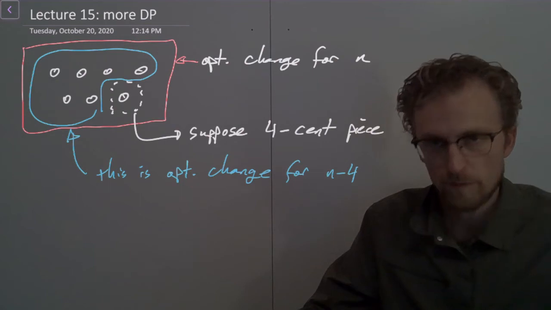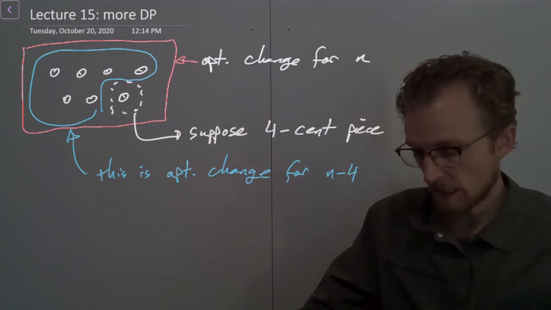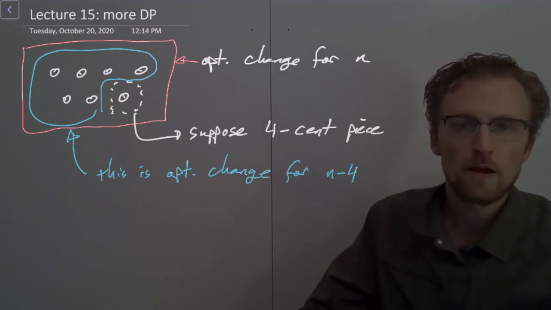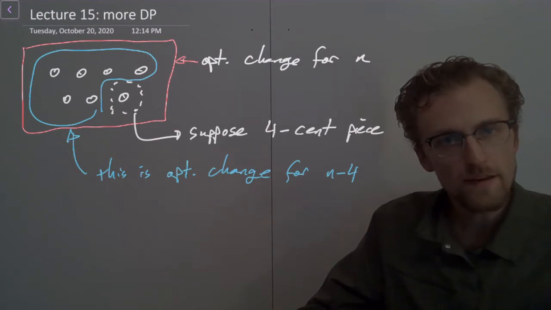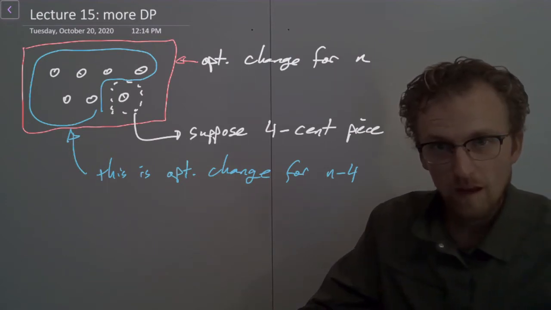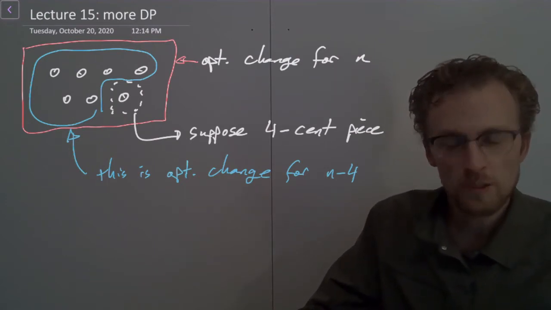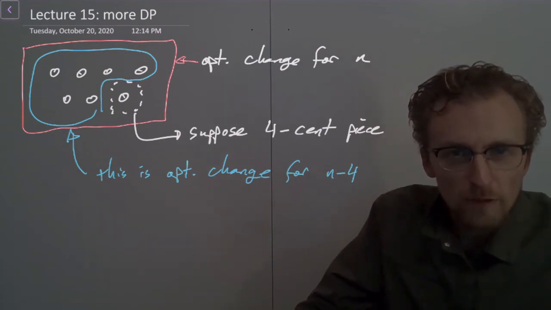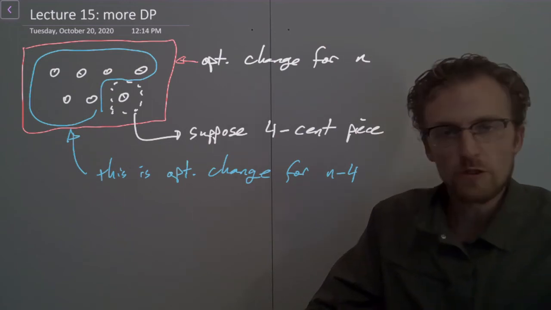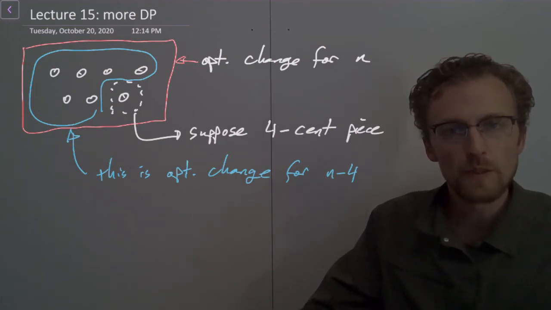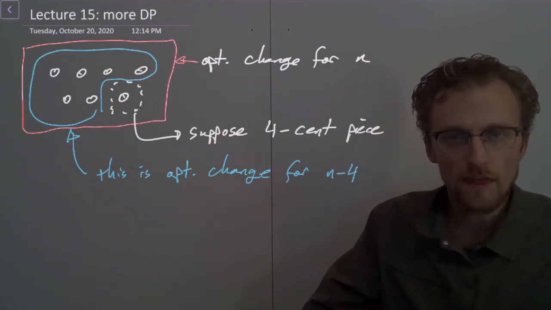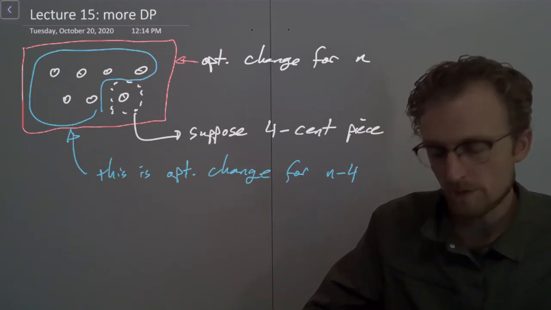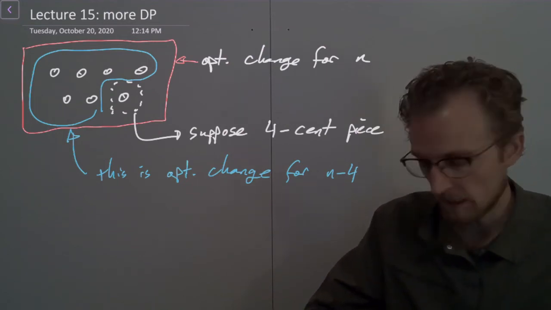Okay. Because I know that it's optimal change, and I know that if I remove any coin from it, what's left has to be optimal change for something, and in particular, it's optimal change for n, what I started with, minus the value of the coin that I removed. Okay. And so it turns out we can use this concept to build a DP algorithm that actually can identify optimal change for any amount.